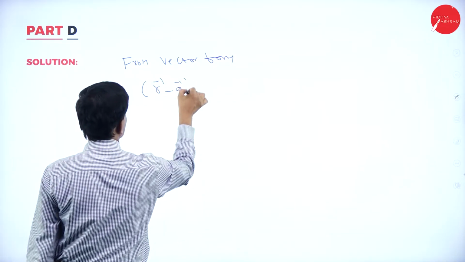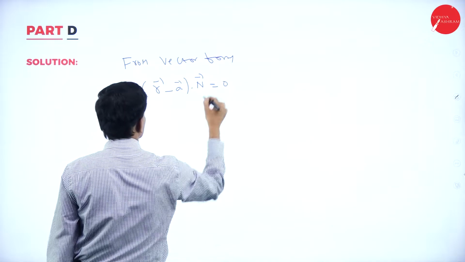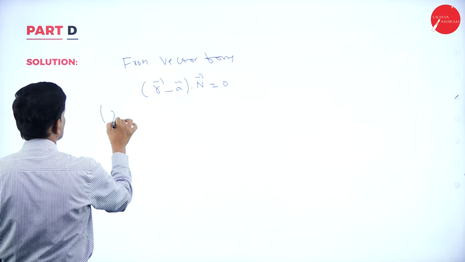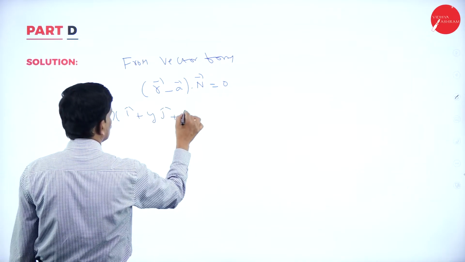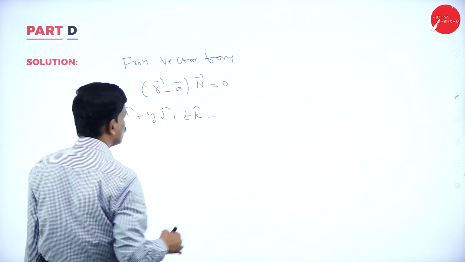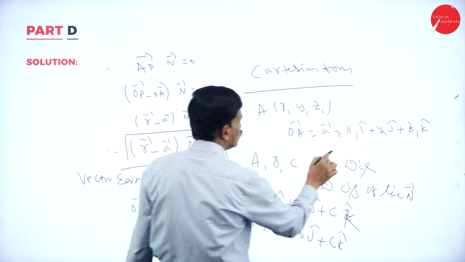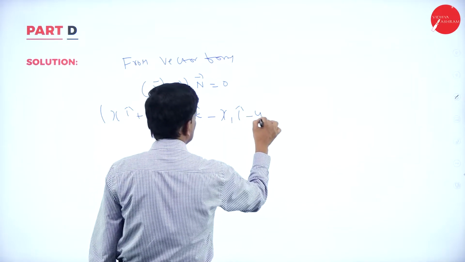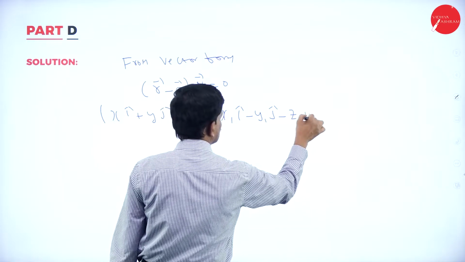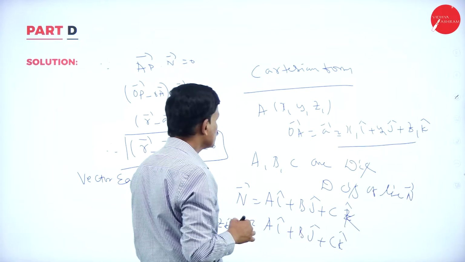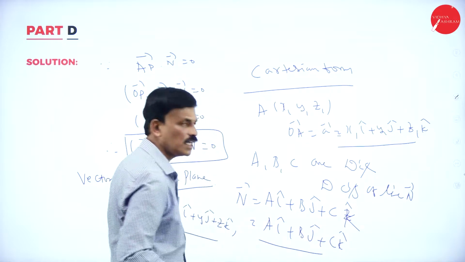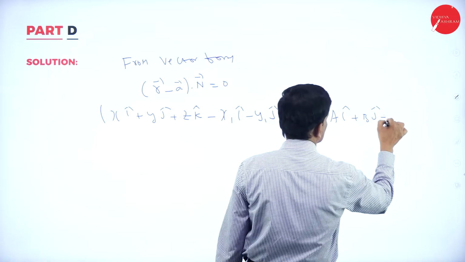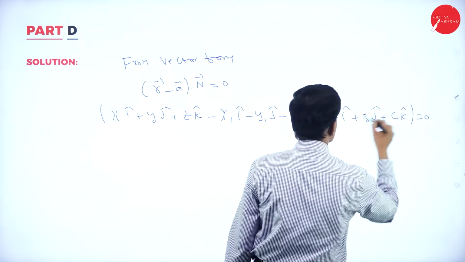Now, from the vector form, what is the vector equation? Vector r minus a, dot n, is equal to 0. Vector r is equal to x i plus y j plus z k, minus vector a, which is x1 i plus y1 j plus z1 k. Dot n, where n is equal to a i plus b j plus c k, is equal to 0.